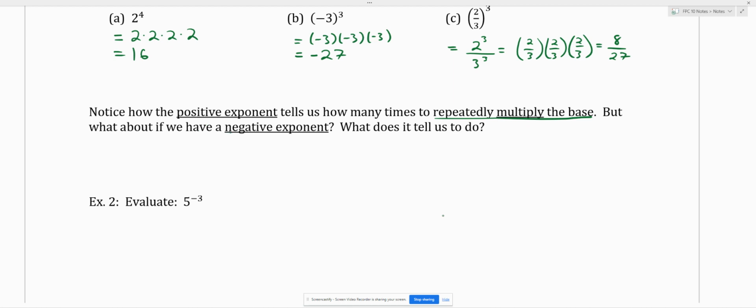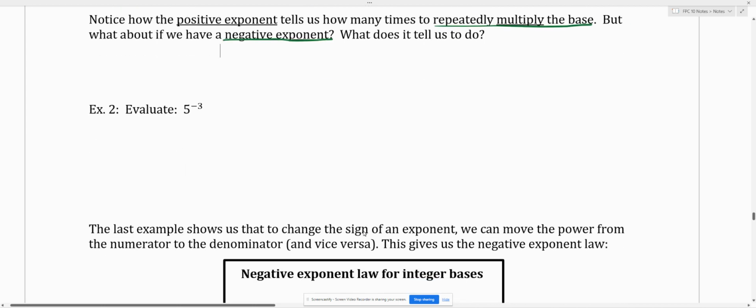But what if we have a negative exponent? What does it tell us to do? So let's take a look at this one: 5 raised to the power of negative 3. Now again, this might be new, but what is this saying? Well, what it actually says is it tells us how many times to divide by the base, not multiply, but divide.